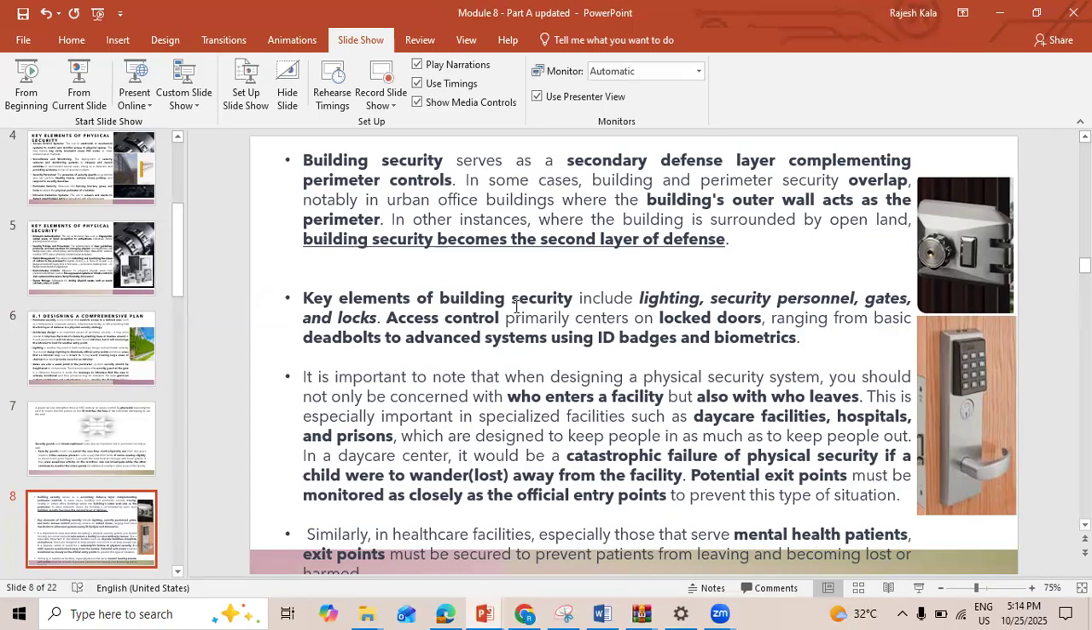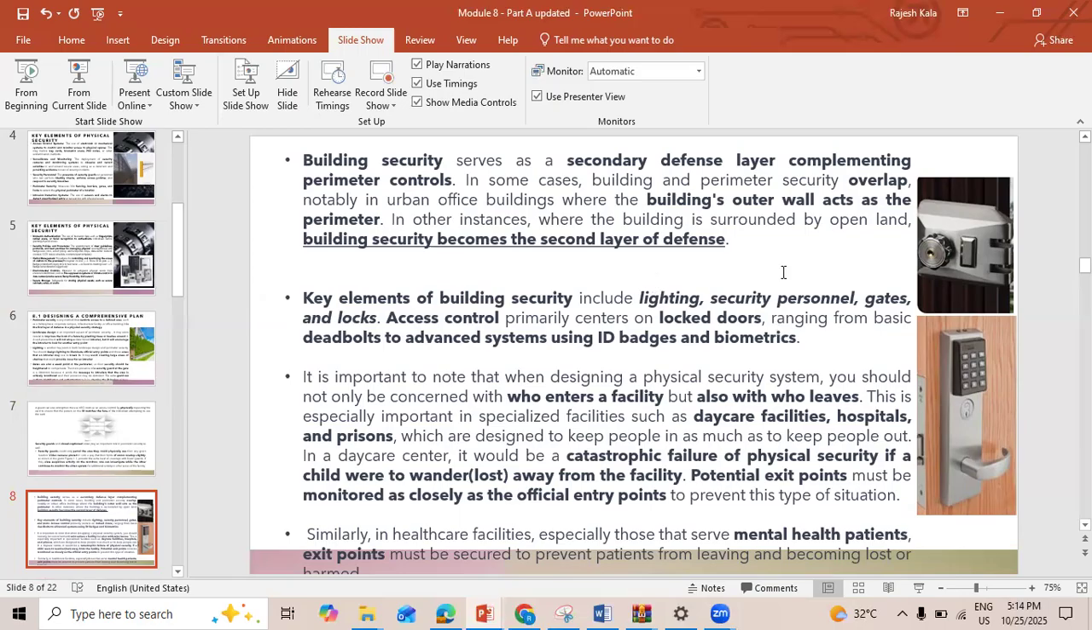What are the key elements of building security? Same thing, lighting. Every building should have lighting. That's why when I used to walk to college during night time, I could see that every building had lights, so that if any intruder comes in or any suspicious activity happens, there will be lights. When lights are there, nobody will take the risk of going to that location. They will find shady places.